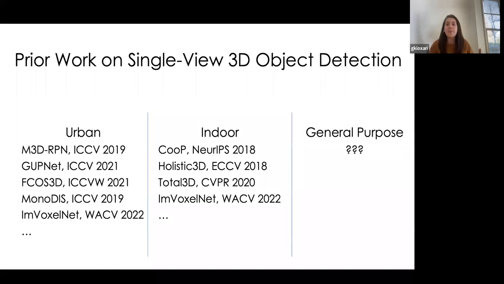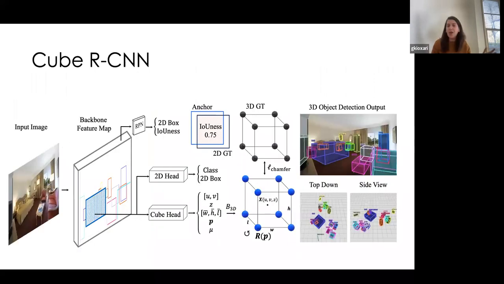Okay, so in the absence of having a general purpose model to even consider as a baseline for this data set, we had to design one. And I am a fan of dirt simple, effective models. I don't like complicated stuff. So that's the direction that we went to. And we call this model Cube R-CNN. You're probably all sick of all the R-CNN variants. I don't blame you. So just a brief description of what it does.